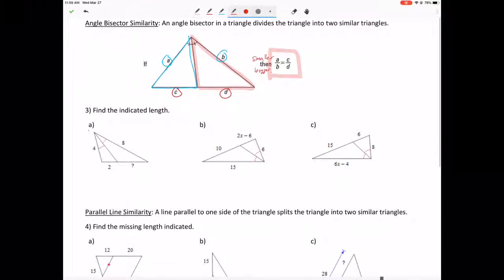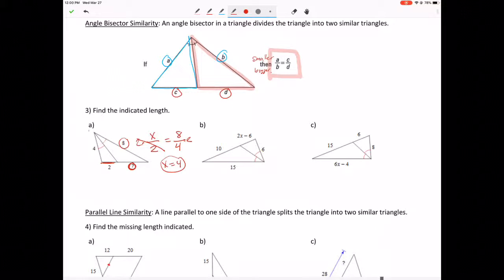All right, so let's look at this. We want to find this question mark. So we'll put an x there. The line that corresponds is going to be 2. We'll set that equal to, using the same triangle for the top, 8 divided by 4. Multiply both sides by 2, and you end up getting x equals 4. So it's basically the same thing.